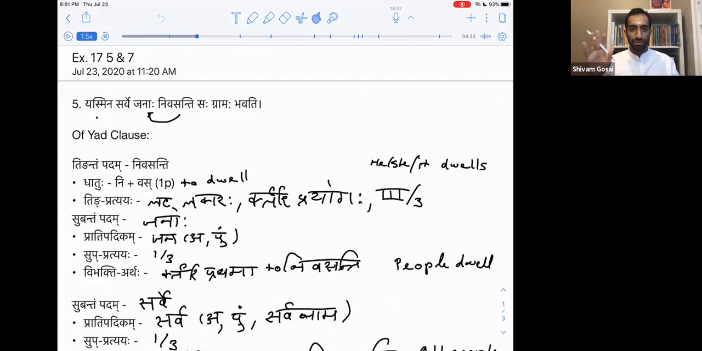Any questions so far? You can put a question mark in the chat. You can raise your hand. Not physically, using the Zoom function. I can't see everyone at the same time.